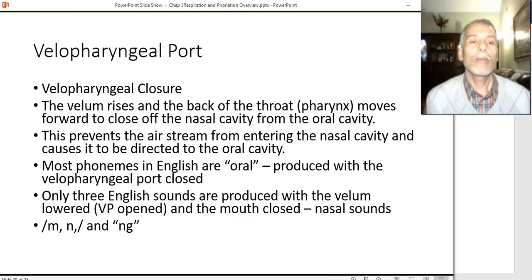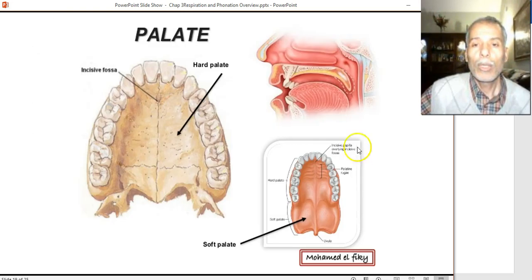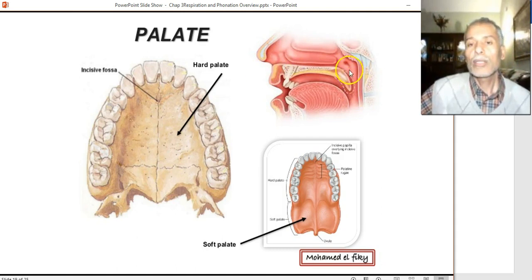Now, velopharyngeal closure. The velopharyngeal port is the space between the velum and the posterior pharyngeal wall. So here. The posterior pharyngeal wall is here, and then the velum is here. That space where the air goes from the vocal tract, the pharynx, up into the nasal cavity, that area here is called the velopharyngeal port.